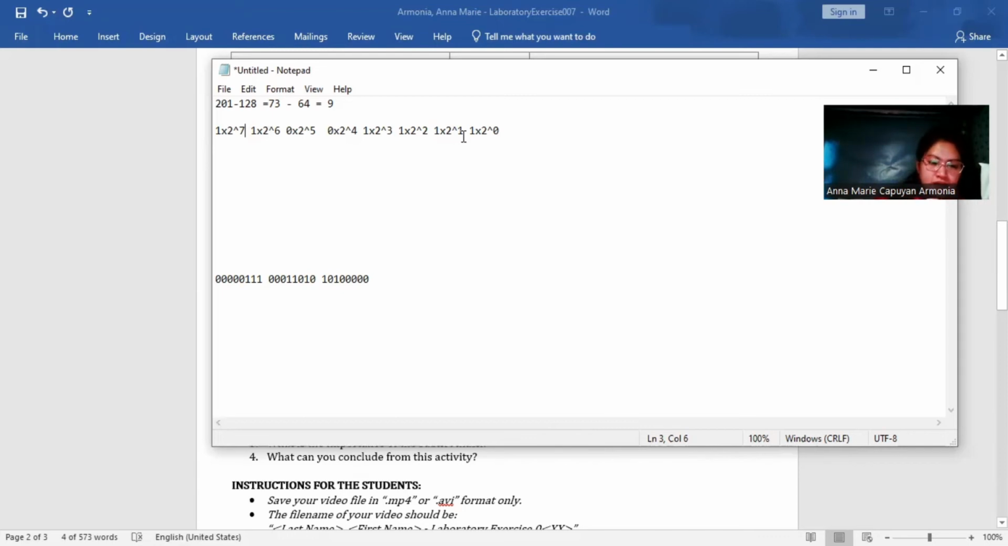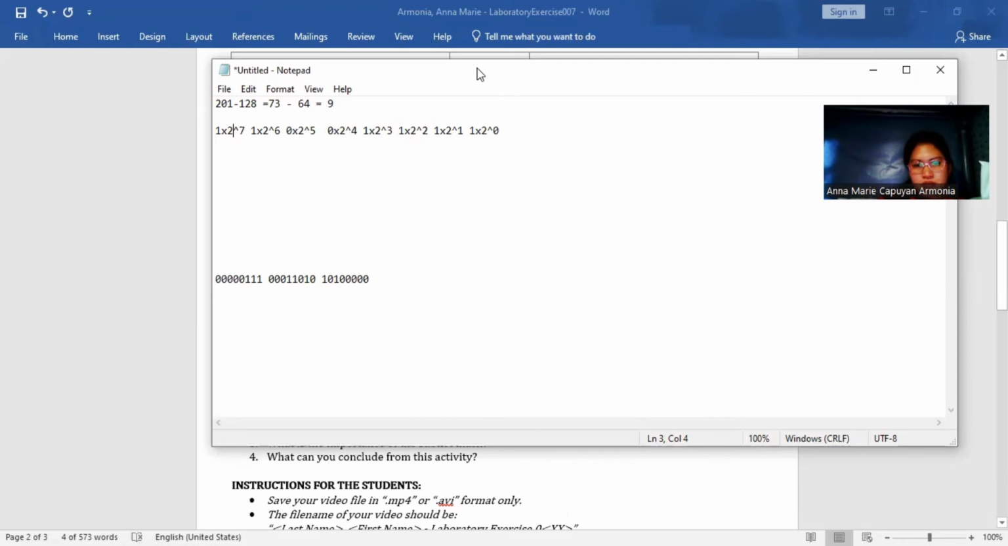Let me get my calculator. We will be concentrating only on the ones; this one we will not include because it's 0 times, it will be 0. So here we only get this one, 1 times 2 to the power of 7, and 1 times 2 to the power of 6.